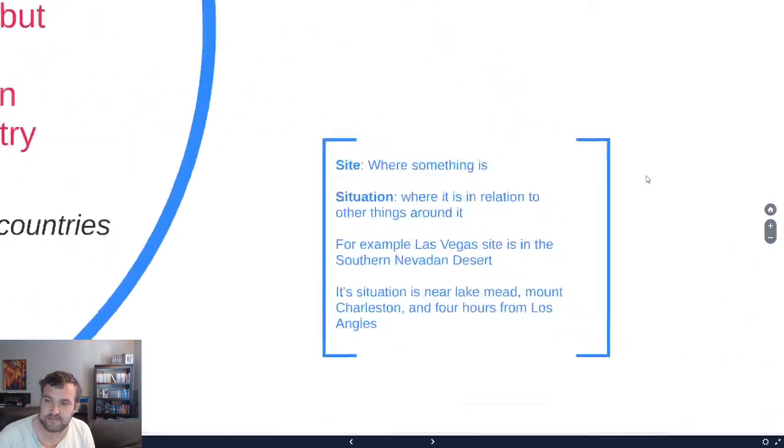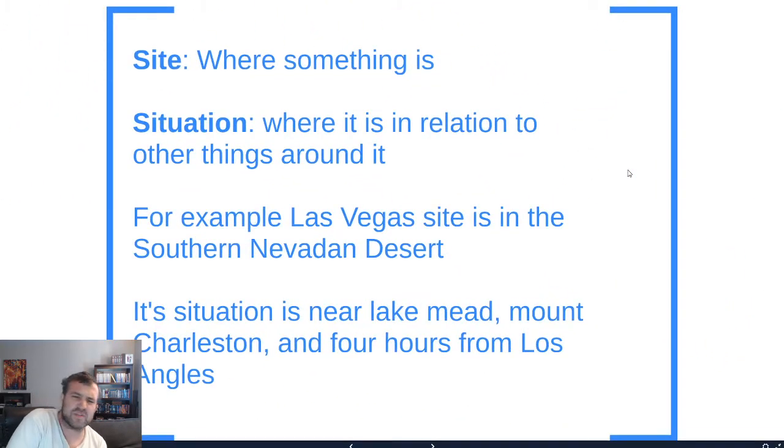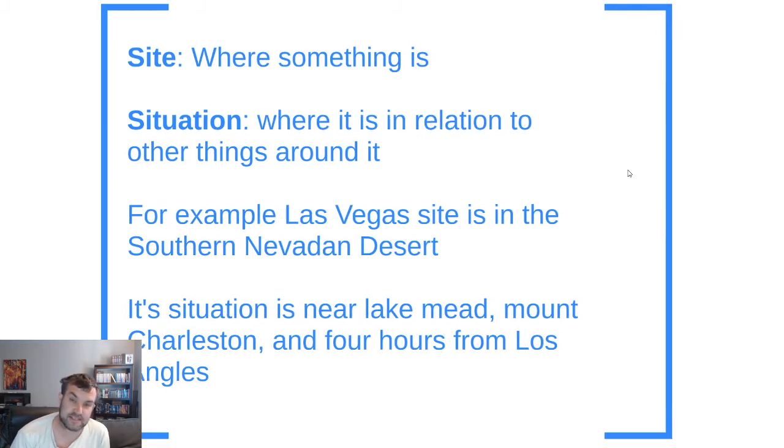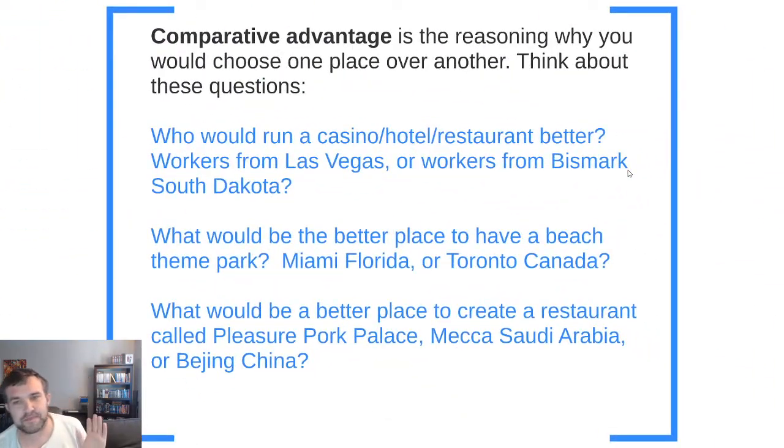Okay, this is just a little bit of a review. This was all from Unit 1, but I want it to be fresh in your head. A site is where something is. It's the exact location, the address, the GPS coordinates, and situation is where it is in relation to other things around it. So you would say this is next to this. That is situation. Just know those words will come up in the FRQ related to this lesson.